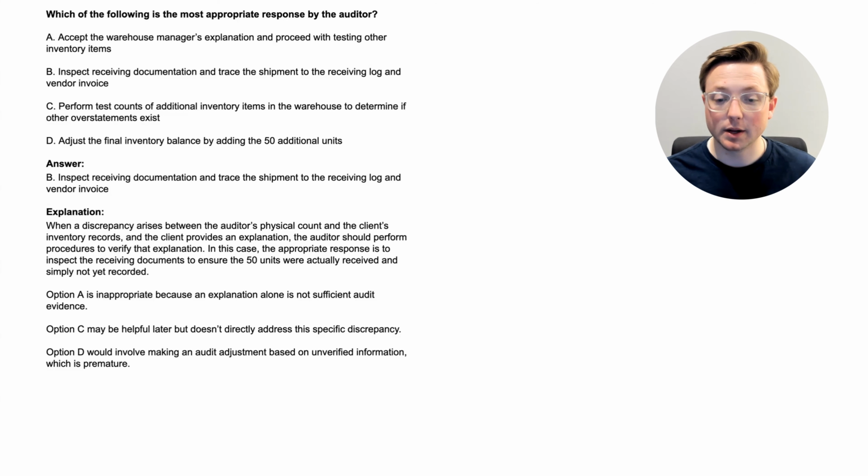Option A is inappropriate because an explanation alone is not sufficient audit evidence, and we've talked about that in a whole bunch of different videos. Option C may be helpful later, but doesn't directly address this specific discrepancy. And then option D would involve making an audit adjustment based on unverified information, which is premature. The auditor shouldn't do this yet. They still need to verify if this is all correct.